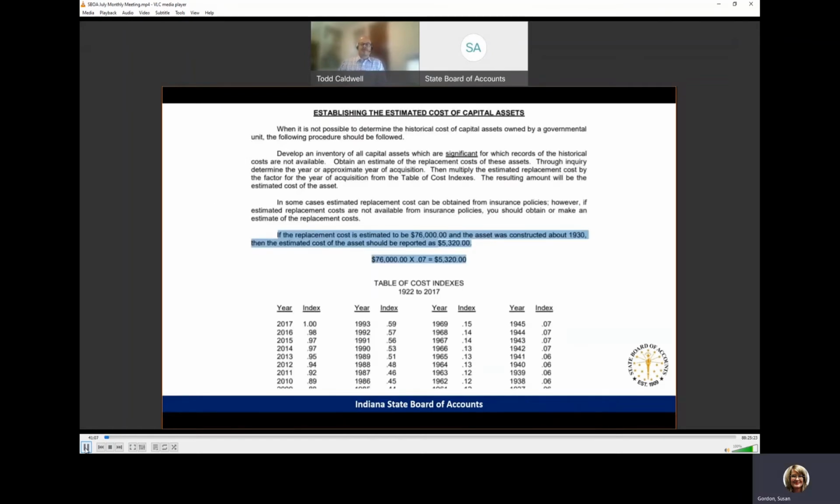And when you get there to the June, or even if you wait until September, this is what it's going to look like. This example in the middle that's highlighted shows an asset with a current value of $76,000 that was constructed in 1930. So the replacement cost of this asset in today's dollars is $76,000, but you know that's not what they paid for it back in 1930. So you go down to the chart and you look for 1930, and the index is 0.07. Then you take the $76,000 and multiply that by the index of 0.07 to come up with a value of $5,320. It's going to be that $5,320 that you're going to record on your asset ledger for this particular asset.